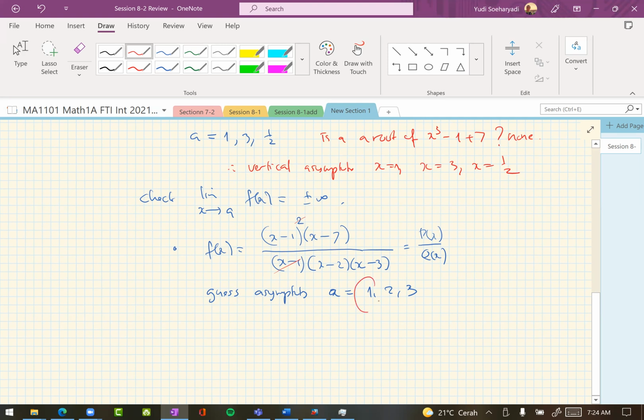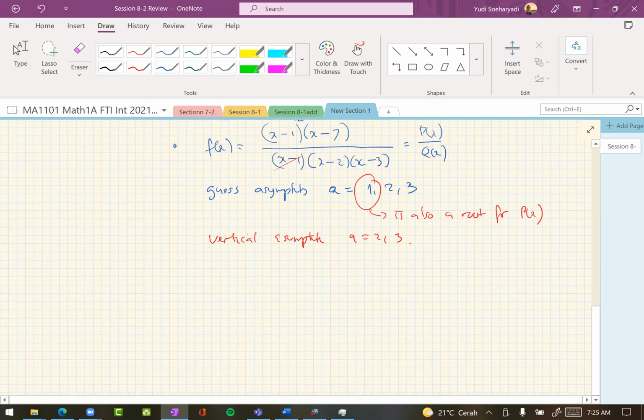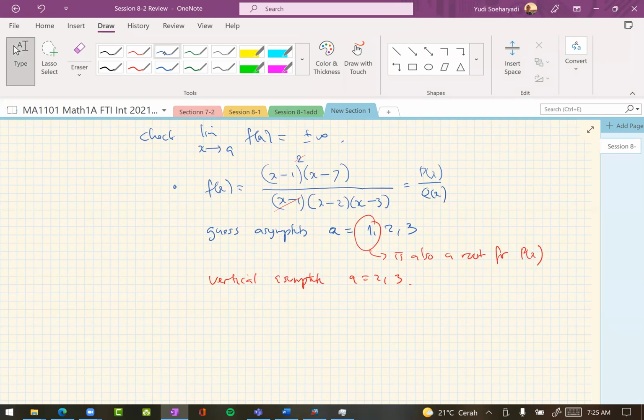In fact, for this one, the root for P of x is not zero. Okay, so the vertical asymptotes is only at these two values. So you can check that. All right, so now let's see the horizontal asymptotes.